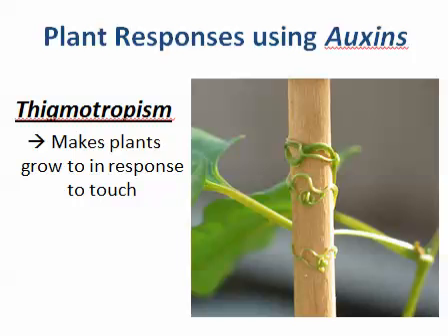Thigmotropism is a really interesting tropism. It makes the plant grow in response to touch. This is what makes vines wrap around objects, and you may have seen this with certain plants. For example, I'm growing some string beans in my garden right now, and as my plant is growing taller, it creates these little vines that wrap around the sticks that I've put in place, so that it allows the plant to grow tall.